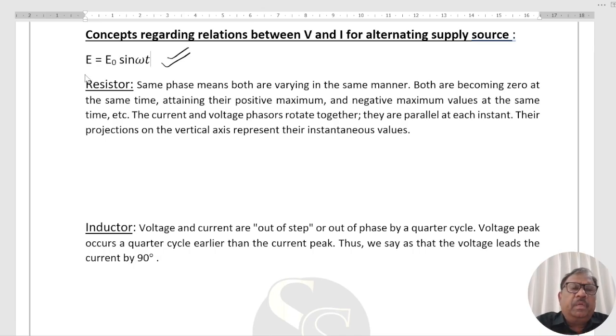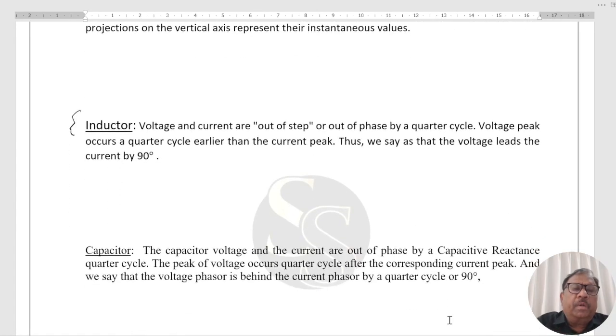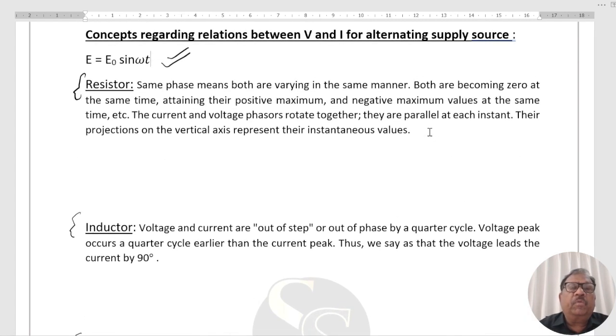Number of cases may be there. Circuit may be containing pure resistor only. Circuit may be containing pure inductor only. Circuit may be containing pure capacitor only. It may be combination of any two or all the three. Right? Number of cases are there. First of all, we discuss pure resistor is connected only.